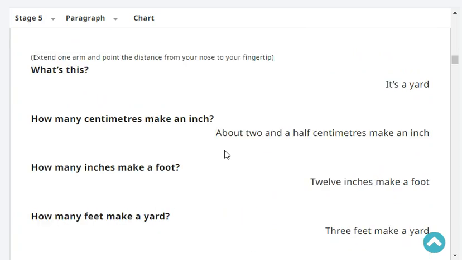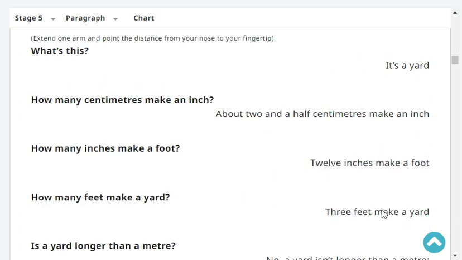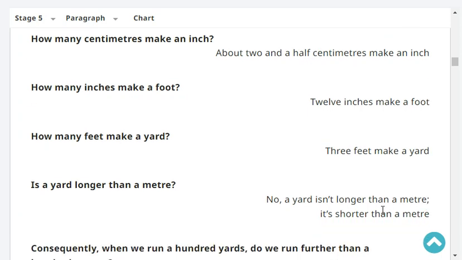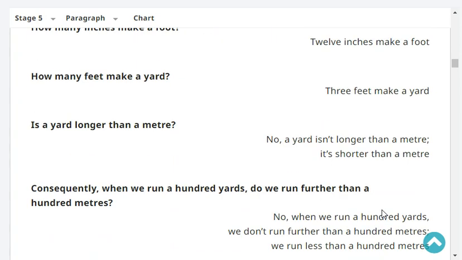So, how many centimeters make an inch? About 2.5 centimeters make an inch. How many inches make a foot? 12 inches make a foot. How many feet make a yard? 3 feet make a yard.